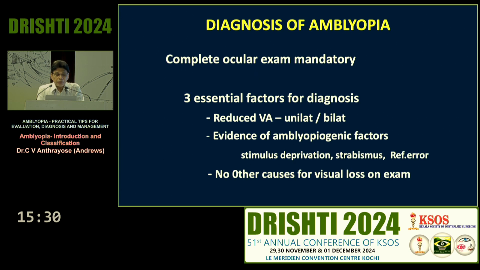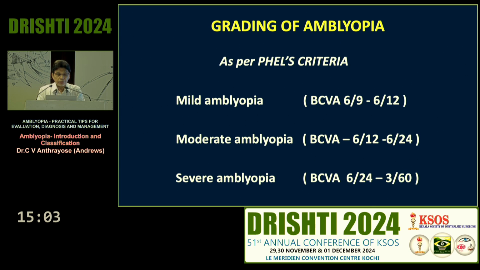So for diagnosis of amblyopia, complete ocular examination is mandatory. Three factors are essential for diagnosis. The most important is reduced visual acuity, either unilateral or bilateral. Second is evidence of amblyogenic factors, just as I told you: stimulus deprivation, strabismus, and refractive error. And you have to rule out that there is no other cause for visual loss on examination. Then only you can make a diagnosis of amblyopia.